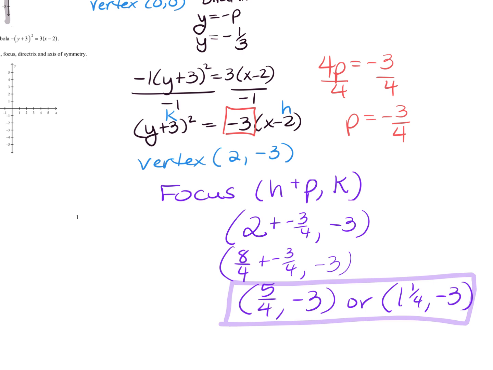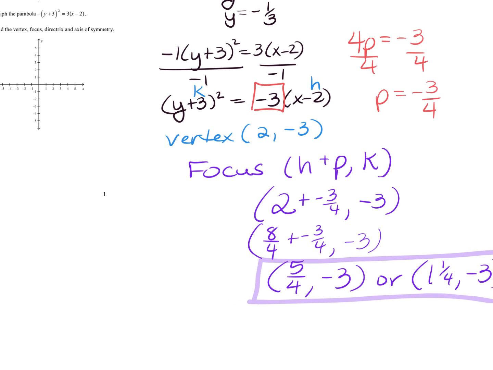Next, we have to do the directrix. So for the directrix, still the variable that's not squared. So for this one, again, my variable that was not squared is going to be x. But this time, we're going to take that h and we're going to subtract the p. So for the focus, we add the p, and for the directrix, we subtract the p, or add the opposite of p, however you want to think of it.